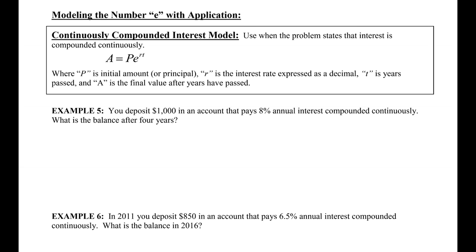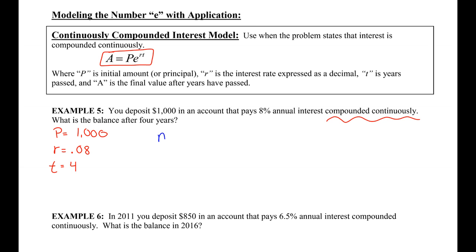So to start, we're going to identify the values of P, r, and t. So you deposit $1,000 in an account that pays 8% annual interest, so 0.08, compounded continuously. What is the balance after 4 years? So when you see the words compounded continuously in your problem, that is how you're going to know that this is the equation that you're using.